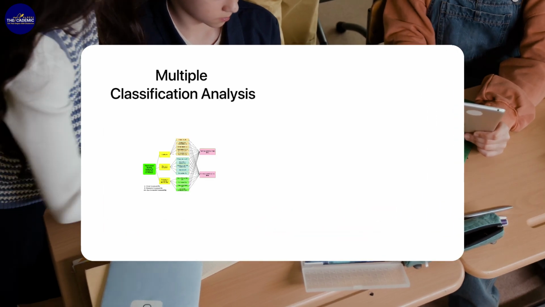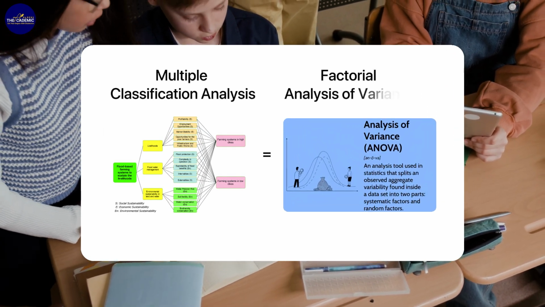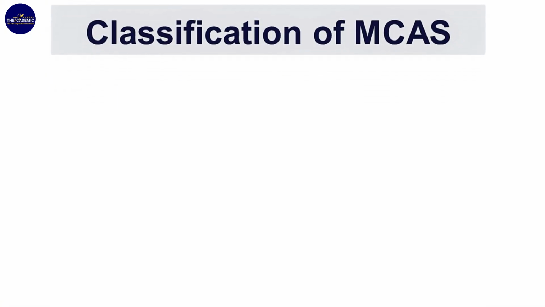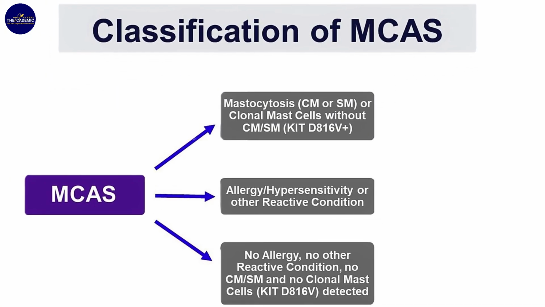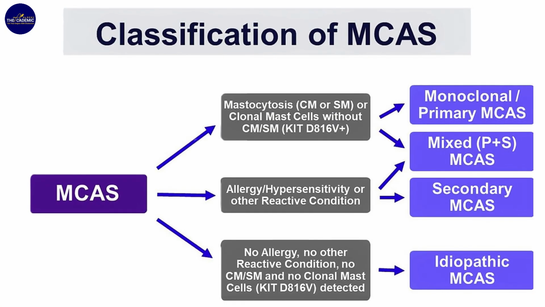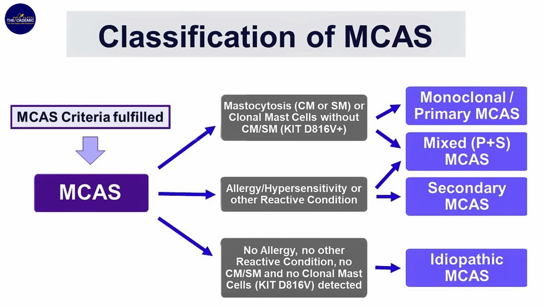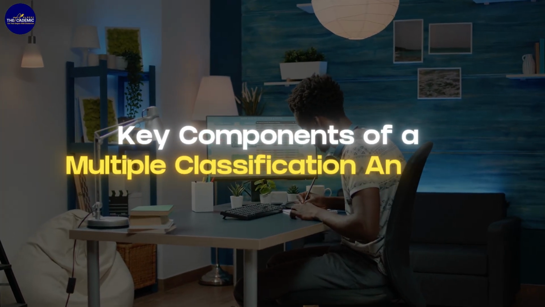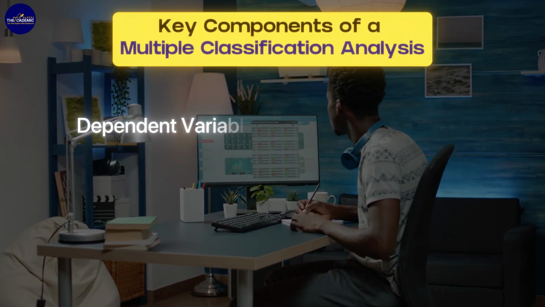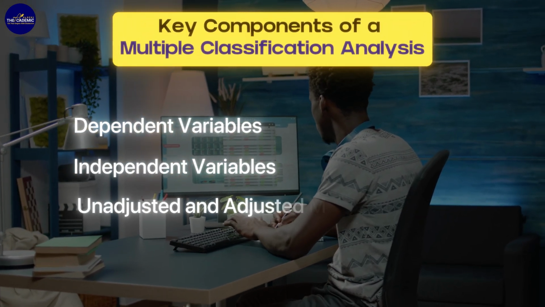Multiple classification analysis, also known as factorial analysis of variance, is a type of qualitative analysis method that analyzes the impacts of several categorical independent variables on one dependent variable. Key components of a multiple classification analysis: dependent variables, independent variables, unadjusted and adjusted means.